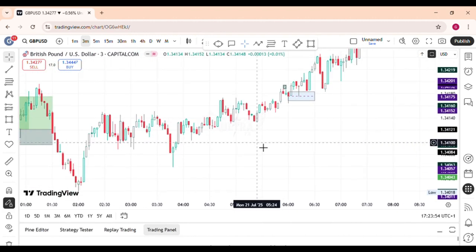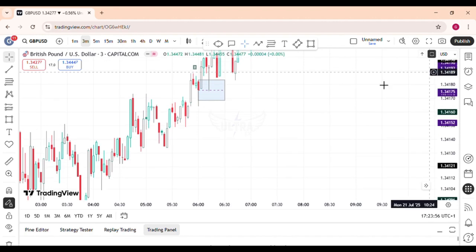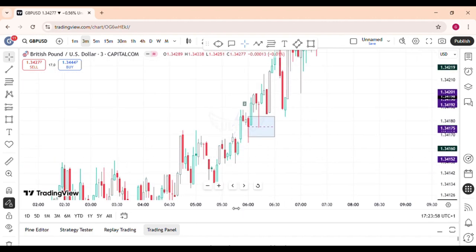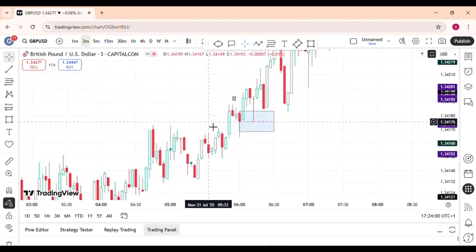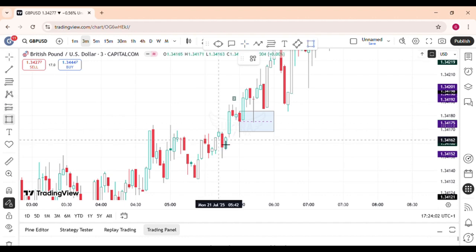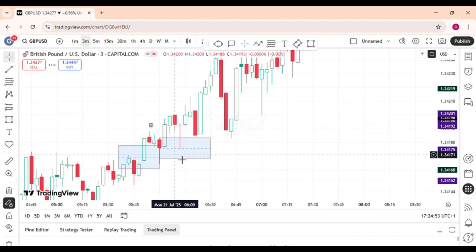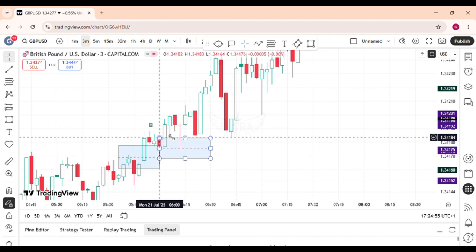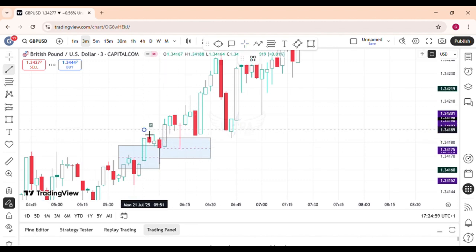The next trade is our trade number 2 right here, and it's also a bullish trade. Now we have, as usual, our first fair value gap. The market taps into it, then creates for us a break of market structure right here. Now we have a break of market structure here.